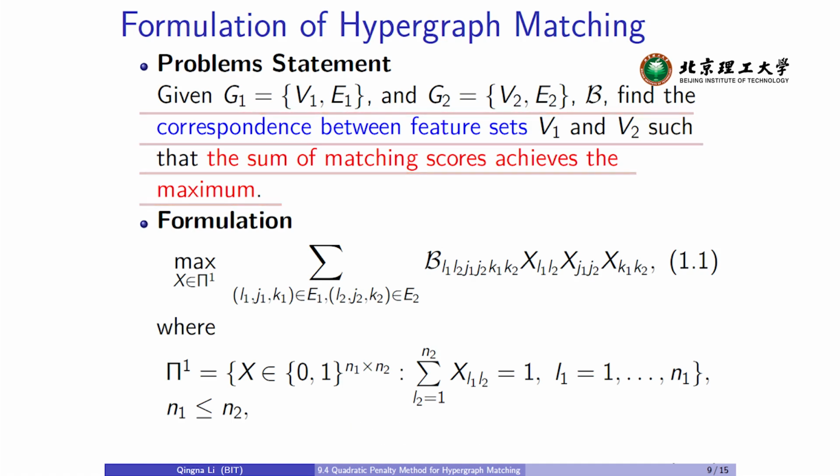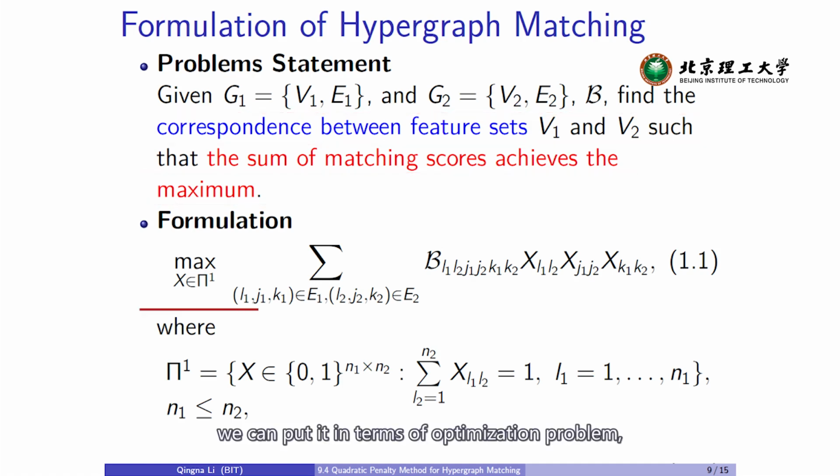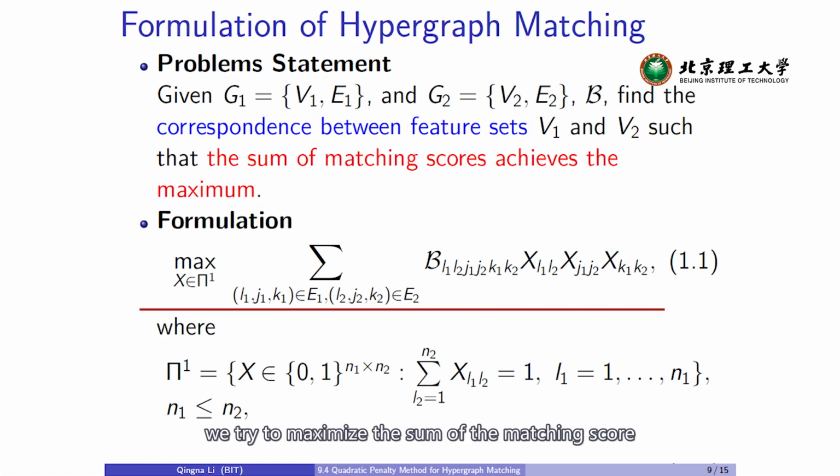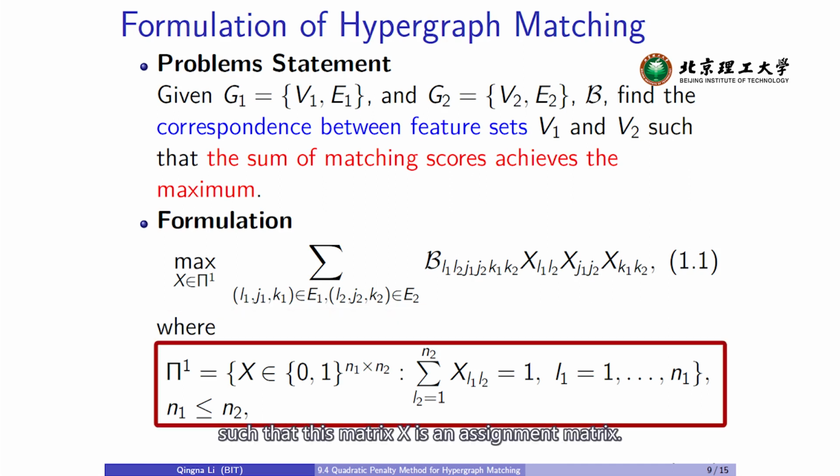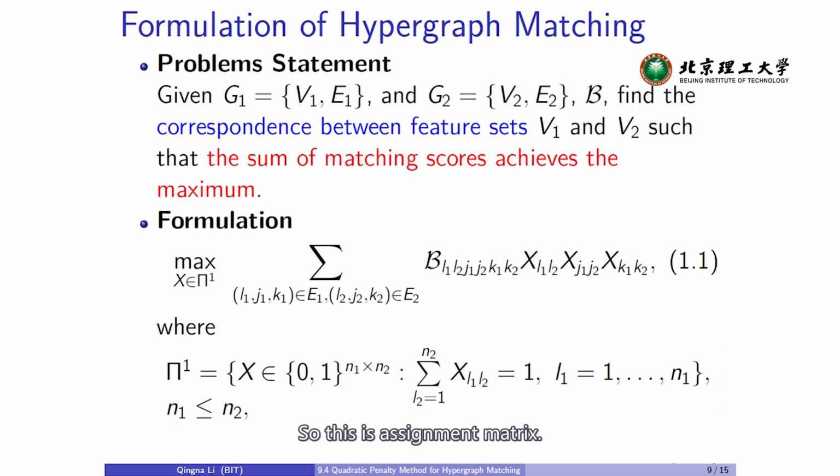In other words, we can put it in terms of an optimization problem. We try to maximize the sum of matching scores such that this matrix X is an assignment matrix. So what is an assignment matrix? It basically means that each point on the left-hand side can only be assigned to one unique point in the other set. Okay, so this is an assignment matrix.